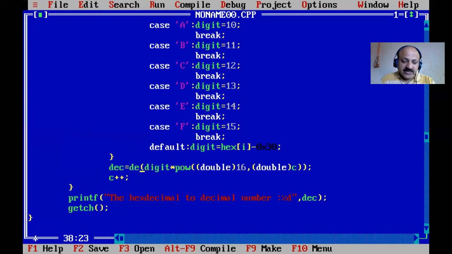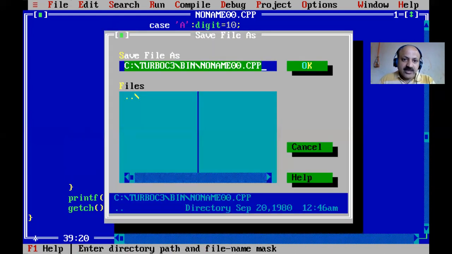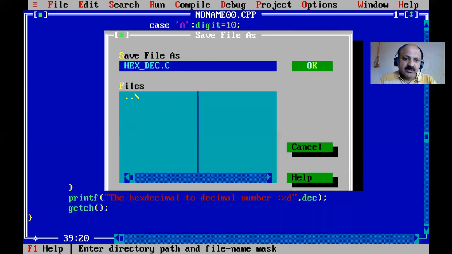I just write DEC plus, so that is a compound assignment short technique, and then we take 16 upon 0 1 2, that is any, and I save this file. We can say that hex, and that is ec dot c, hexadecimal number to decimal.